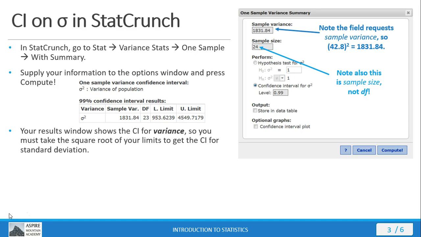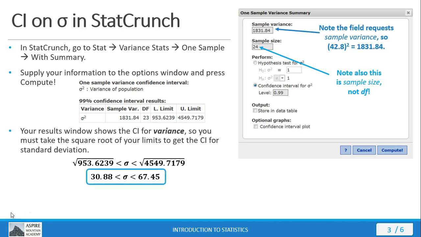But notice that these are the upper and lower limits for the confidence interval on the variance, the variance of the population. If you're looking for the standard deviation, you've got to take the square root of the variance. You take the square root of the upper and lower limits to get the upper and lower limits of your CI on the standard deviation. So we take those numbers that we see in StatCrunch and take the square root. That gives us our CI on the standard deviation.